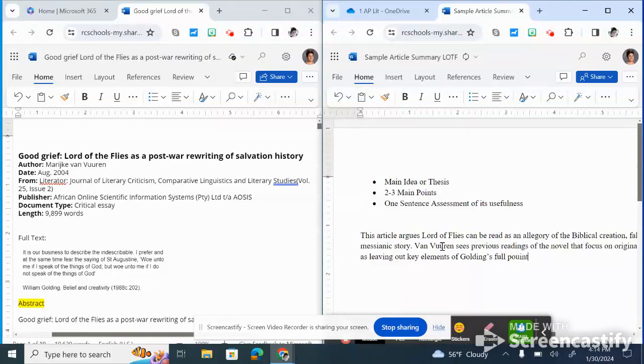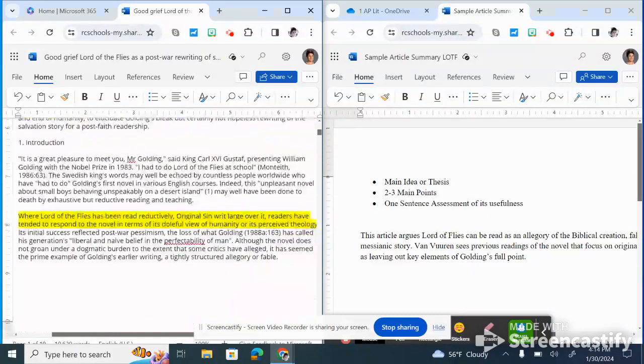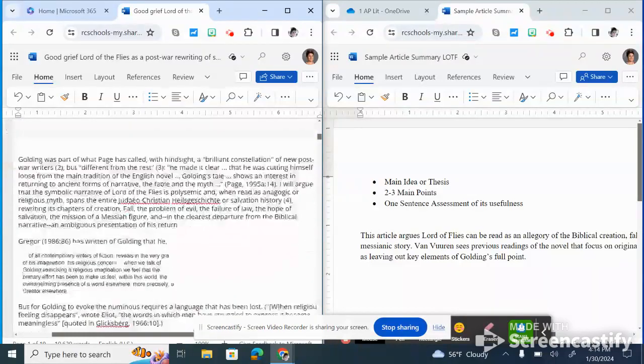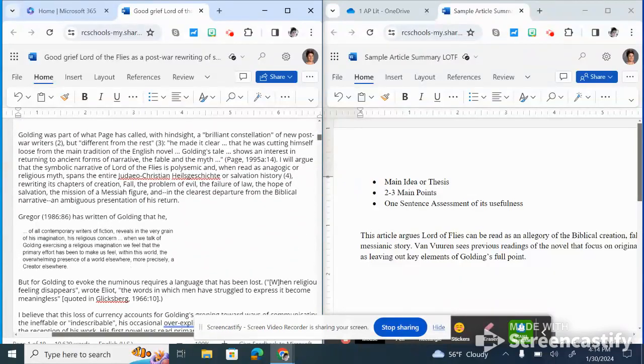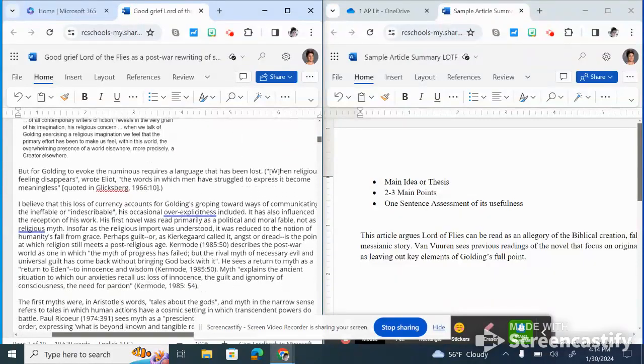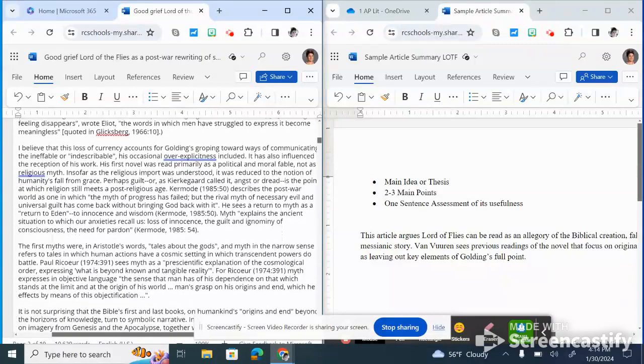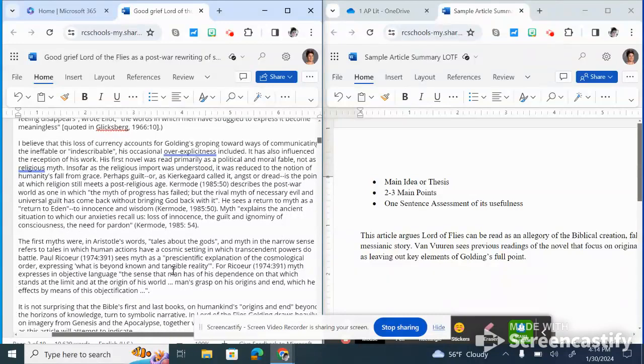Golding's full point. That's what reductive means. It means it leaves stuff out. It reduces the argument. All right, so let's see, Golding was part of what Page has called a brilliant constellation of post-war writers. Okay, so now we're just talking about who Golding was, and still talking about what Golding was.